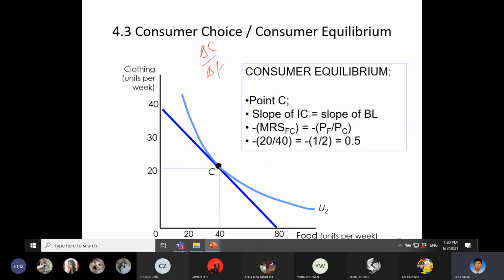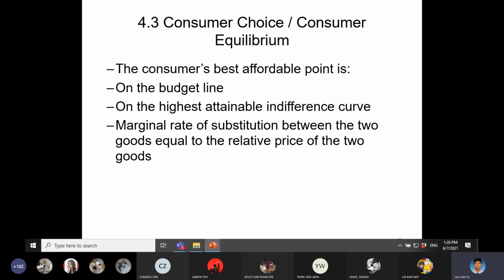You can see that at point C, when they are tangent, you get 0.5. Over here you can see that the negatives cancel out, so at the end it becomes 0.5. So from here we can conclude.